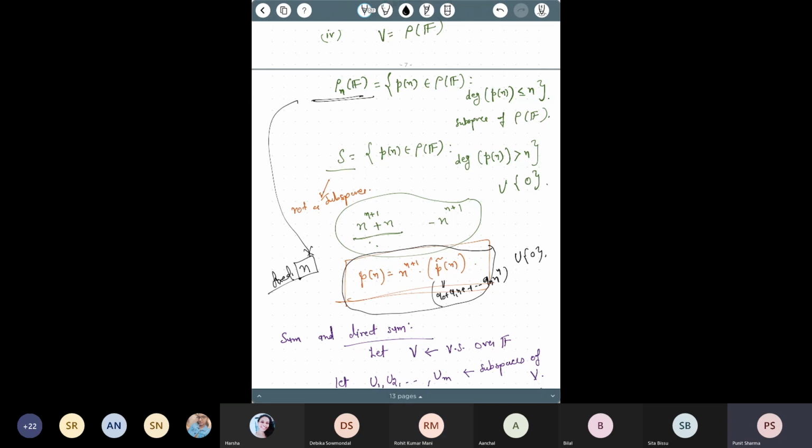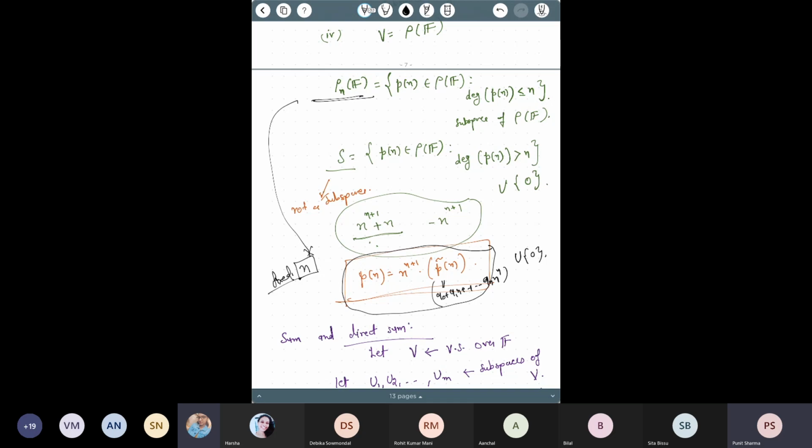Is it okay now? Just verify these two things and tell me. So this is an exercise for you. You give me some argument whether it is or it is not a subspace. Okay, sir. Okay. Anything else?